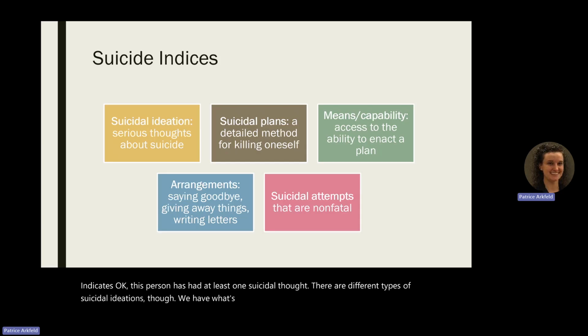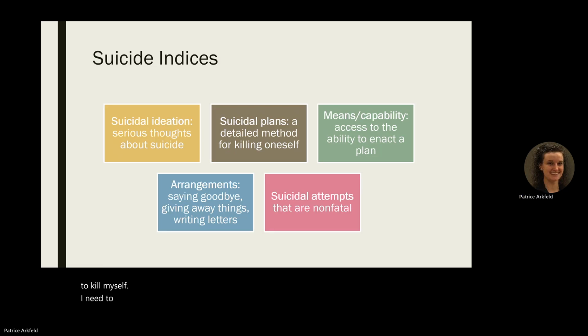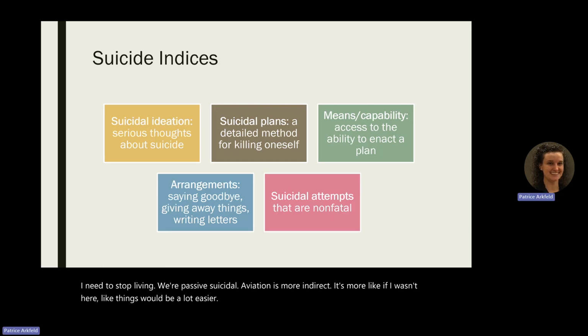We have what's considered more active suicidal ideation and what's more passive suicidal ideation. Active suicidal ideation is considered to be more risky because these are the thoughts of, I want to kill myself. I need to stop living. Where passive suicidal ideation is more indirect. It's more like, if I wasn't here, things would be a lot easier. If I just didn't have to deal with this anymore, it would be so much better for everyone. That's more of that passive. Active is traditionally labeled as the more risky because it is more explicit. But it's important to keep in mind both as a risk. Yeah, great question. Other questions so far?